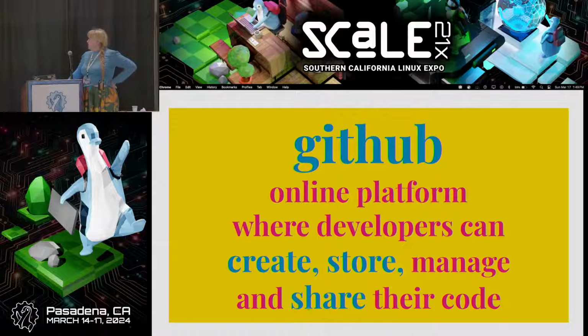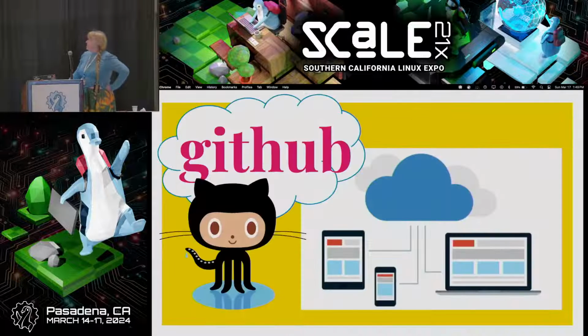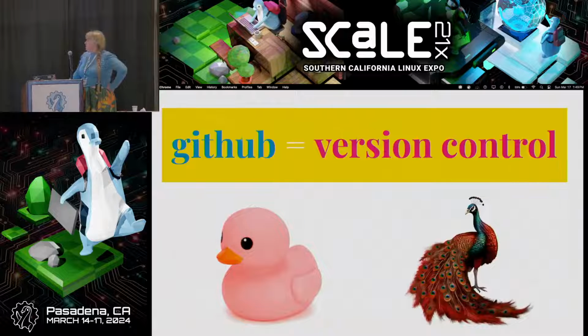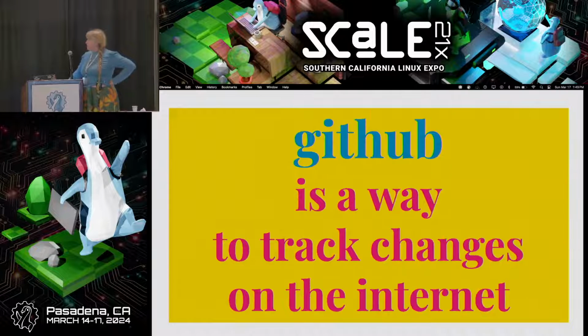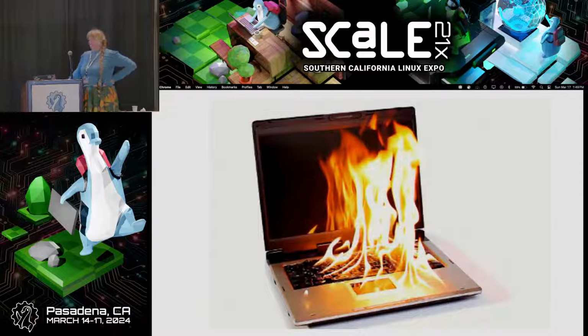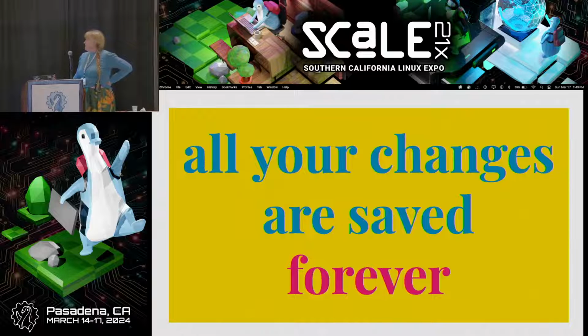It's an online platform where developers can create, store, manage, and share their code. And it's in the cloud. So GitHub is version control, from rubber ducky to peacock. It's a way to track your changes. It's a way to track your changes on the internet. So when your computer sets on fire, which sometimes it does, all your changes are saved forever. And as we know, some are saved to the Antarctic.